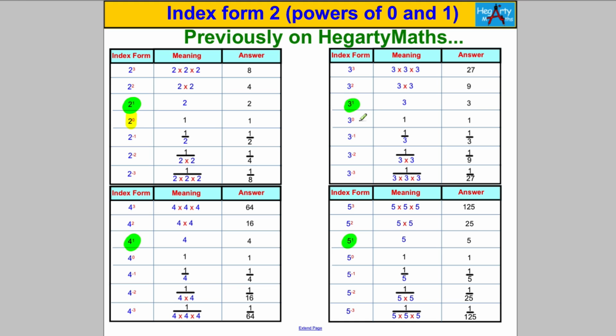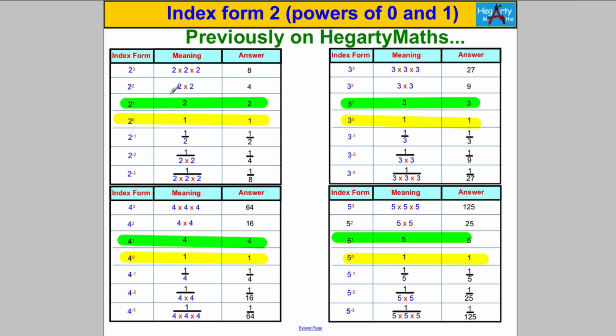So 2 to the 0, 3 to the 0, 4 to 0, 5 to 0. Can you spot what the answer is always for anything to the power of 0? Can you spot what the answer is always for anything to the power of 1? Well, hopefully you can see anything to the power of 1, 2 to the power of 1 just gives you 2 back. 3 to the power of 1 just gives you 3 back. 4 to the 1 gives you 4 back. 5 to the 1 gives you 5 back. That's so straightforward, that's obvious. 2 to the 1 means 2 multiplied by itself once.